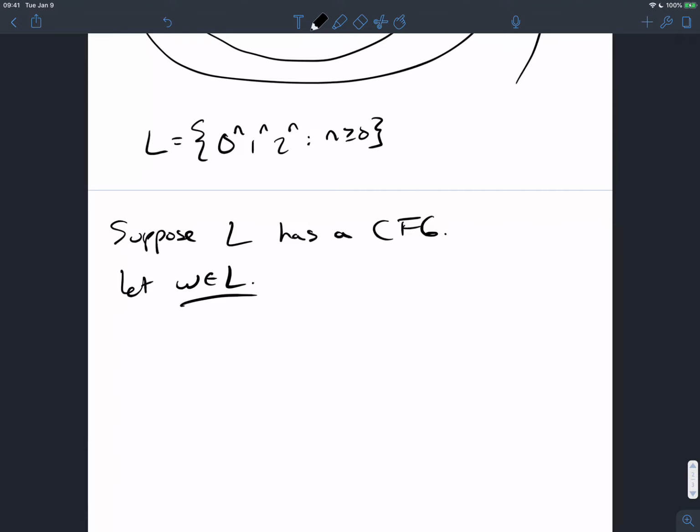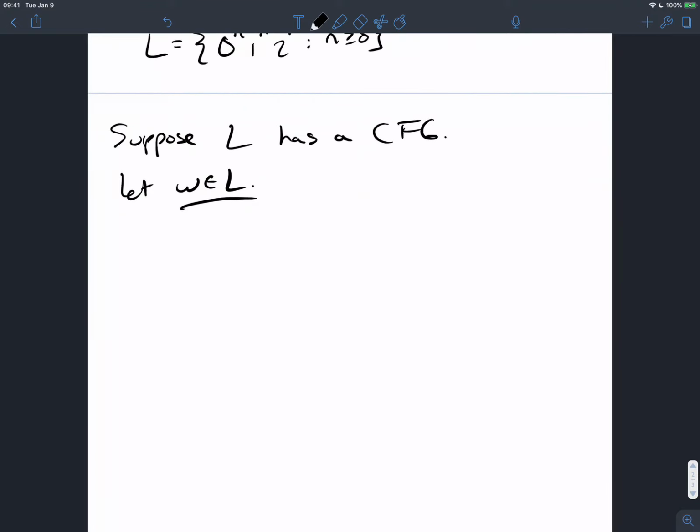Well, what do we want to repeat here? Let's see. I can't repeat terminals because I have a fixed string that I want to make. I want to make W. So what could we repeat instead?